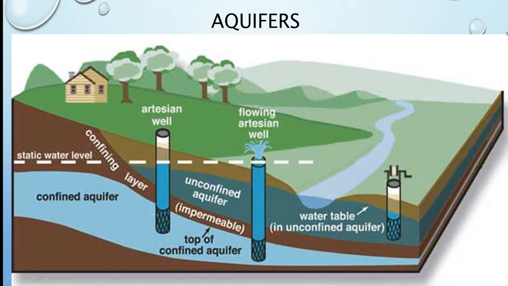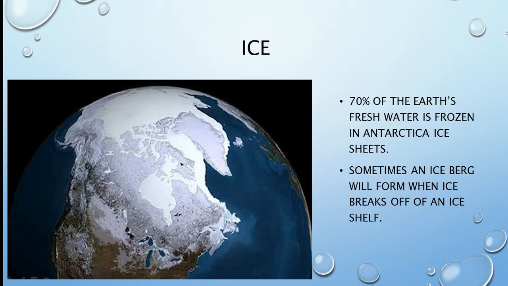Water is also available. We have the river running through our town, right? So we have the Colorado River, and that can also be used for a water source. We use an aquifer, however. Ice, remember, 70% of the Earth's fresh water, which is already a small amount, is frozen. It's in glaciers and ice packs and things like this.